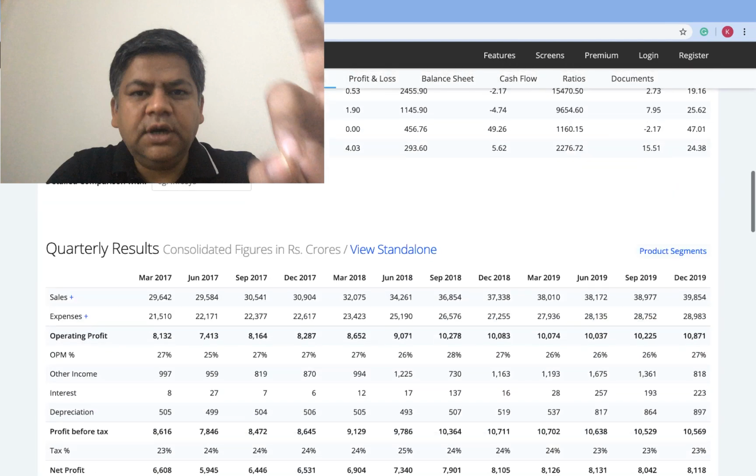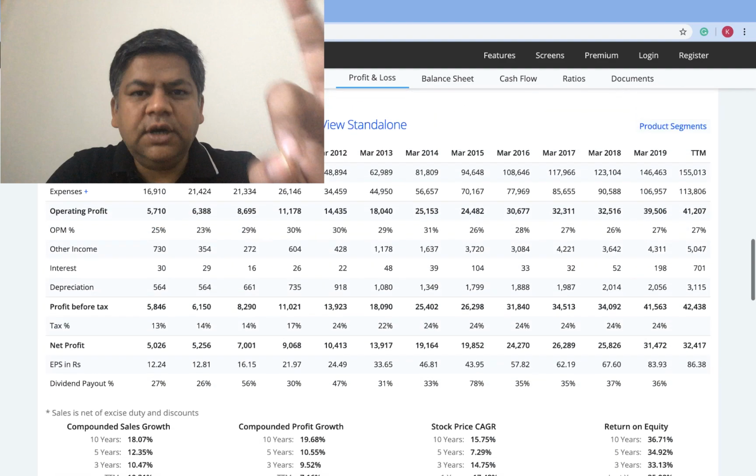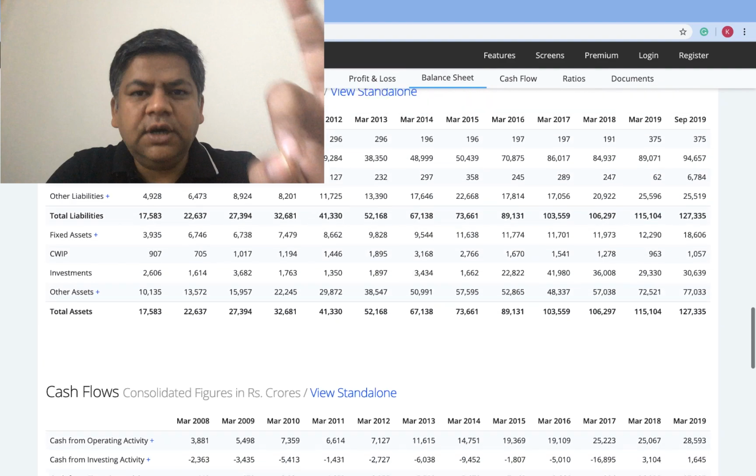So let's jump to the balance sheet and try to understand one thing. Things need to be balanced, and look at this number. This is balanced. 1,27,335 crore.